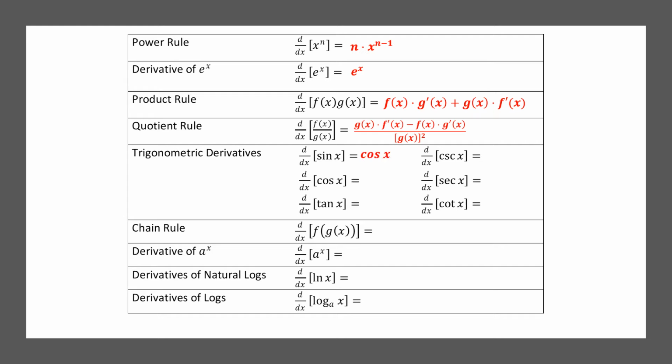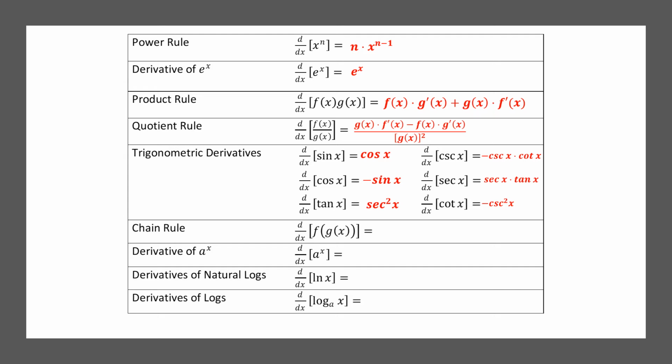So the derivative of sine is cosine, derivative of cosine is negative sine, derivative of tan is secant squared, derivative of cosecant is negative cosecant cotan, derivative of secant is secant tan, and then derivative of cotan is negative cosecant squared x. Alright, so next we have our chain rule.